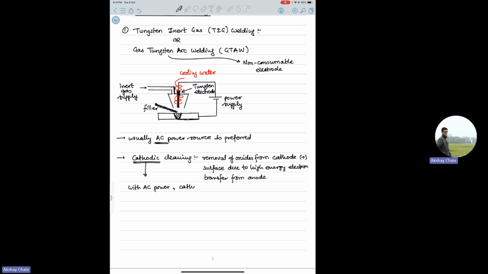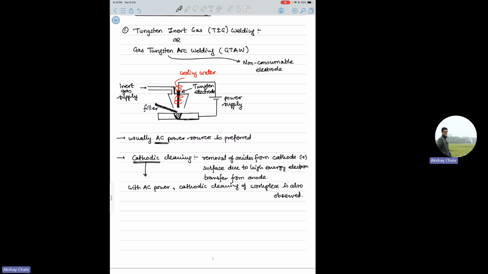cathodic cleaning of the workpiece also. Anyway, you have an inert gas shield, so there is less chance of surface oxide formation. But even if they do form, if you use an AC power source, usually you will not face any surface oxides or contamination of the weld pool due to oxides.